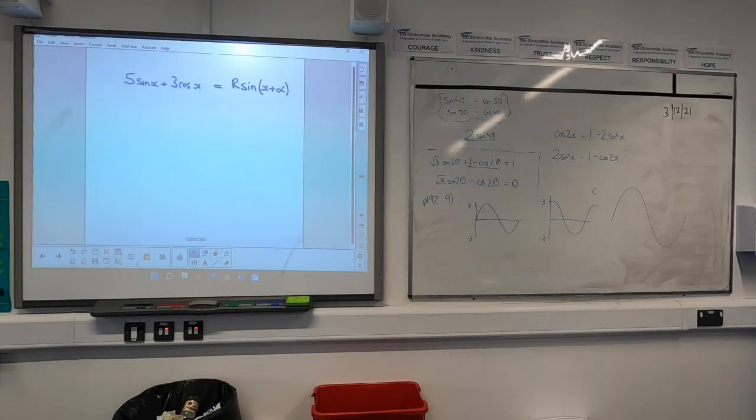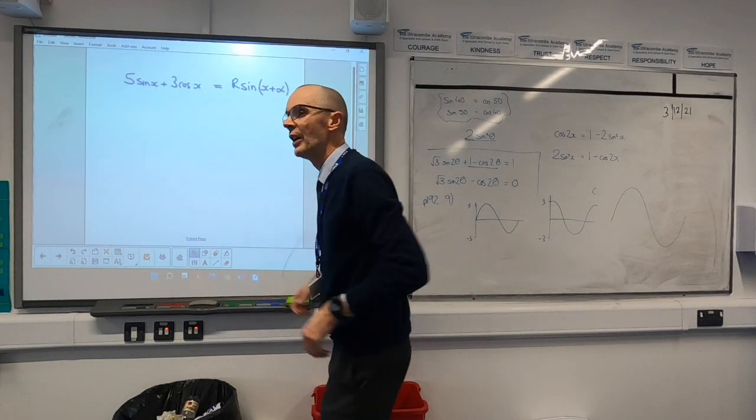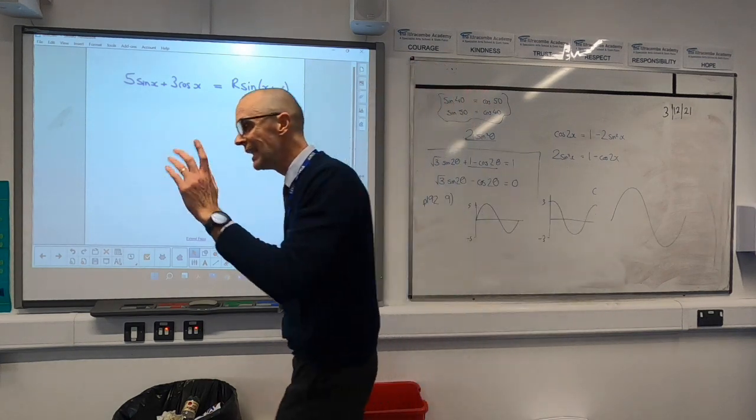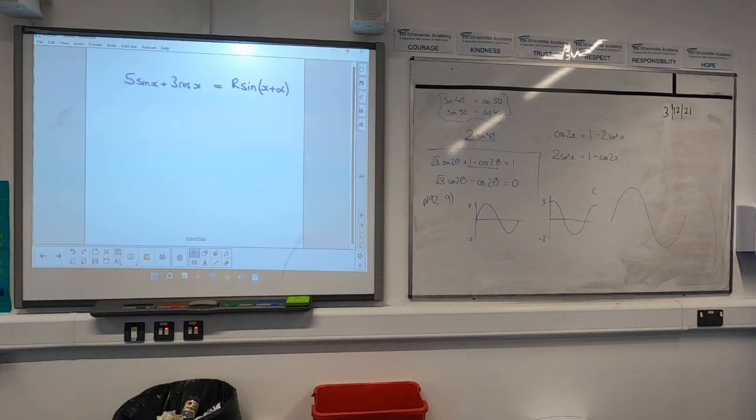Now, there are two ways to work out the value of r and the value of alpha. There's a really easy trick, or there's a proof. I would very happily show you the proof, but I would rather show you the trick and perhaps do a little video where I show you the proof and you can choose to watch it or not. The proof is quite interesting, but actually you don't need it, you can always just use the trick.